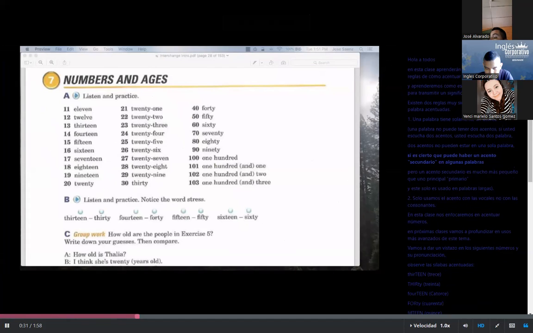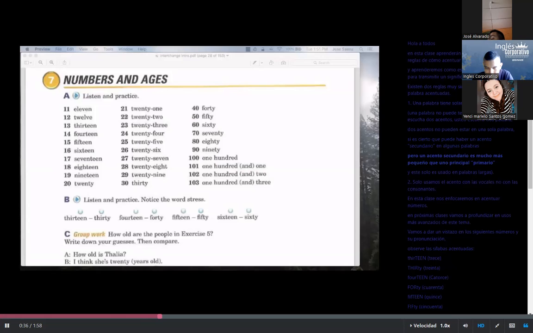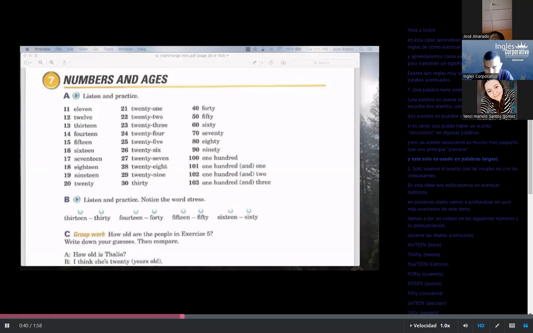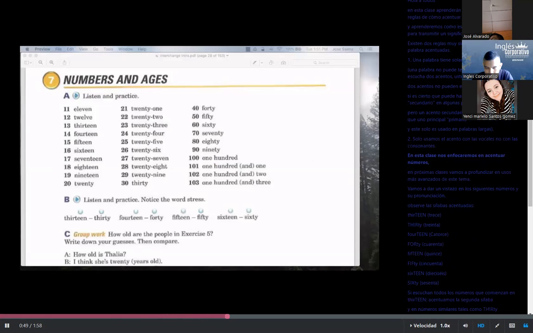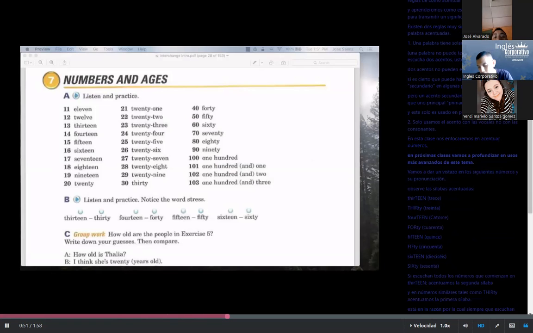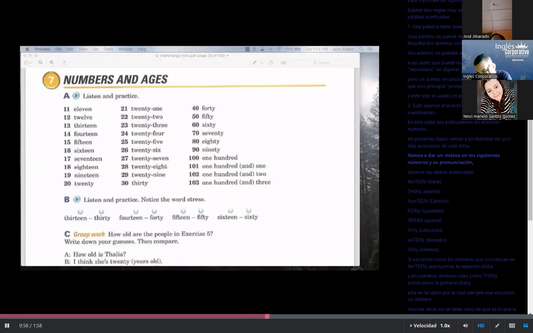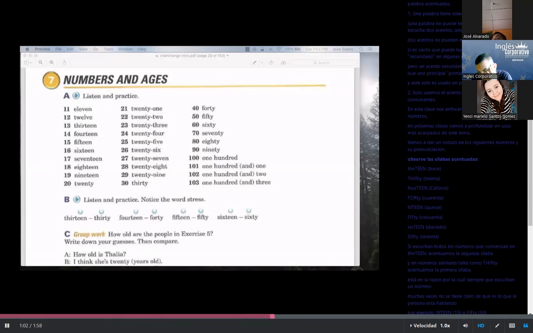It is true that there can be a secondary stress in some words, but a secondary stress is much smaller than the main primary stress and is only used in long words. Number two, we can only stress vowels, not consonants. In this class, we will focus on stressing numbers, and in future classes, we will dig into more advanced uses of this topic. Let's take a look at the following numbers and their pronunciation. Notice the stressed syllables.